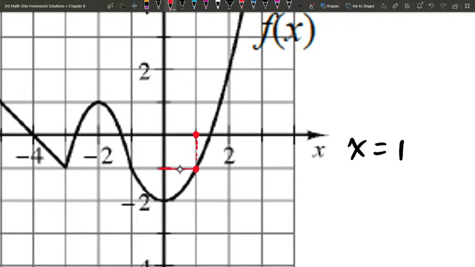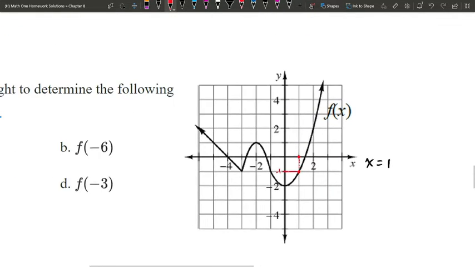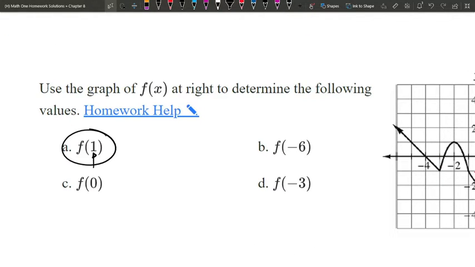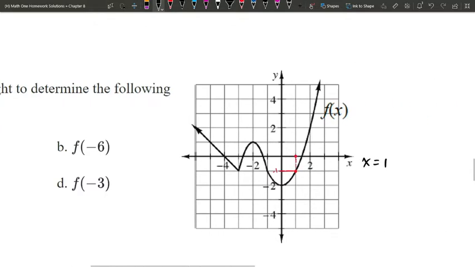Or negative 1. I've got to be careful. It's down here at the bottom. It's negative 1. So when x is positive 1, this function gives me back negative 1 as the answer. So let's go ahead and write that. X is 1. f of 1 is negative 1. Okay, let's do b, f of negative 6.